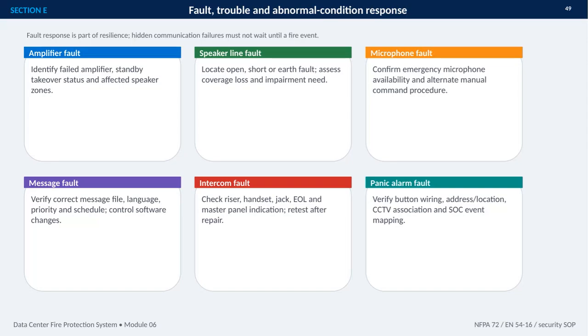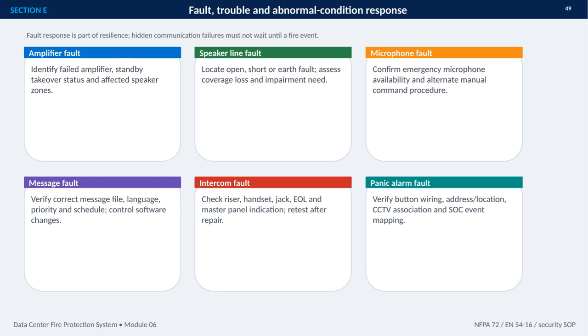This section focuses on fault, trouble, and abnormal condition response. The key principle is that fault response is part of resilience. A communication failure may be hidden during normal operations, but it must be identified and corrected before a fire event places the system under pressure.